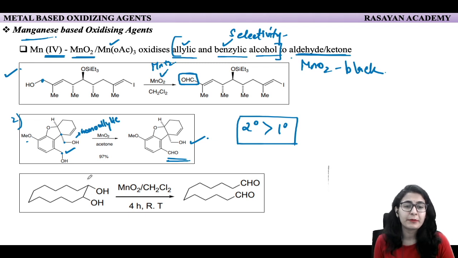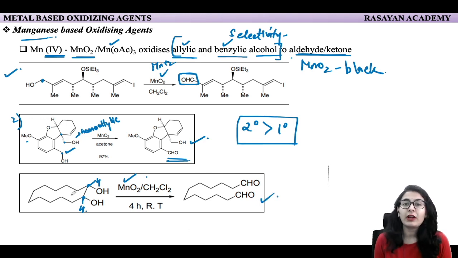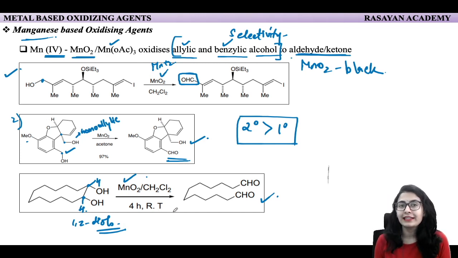Now we will see more examples. What do you have? You have a diol over here. So when such a diol is present, how does MnO2 react with them? See, these are both secondary diols, right? But when they are converted to aldehyde, the bond is absolutely going to break. So when 1,2 diols are present, when vicinal diols are present, MnO2 is going to convert them into aldehyde, not ketone. So it is going to break the bond like this. So you also have to keep this in mind.